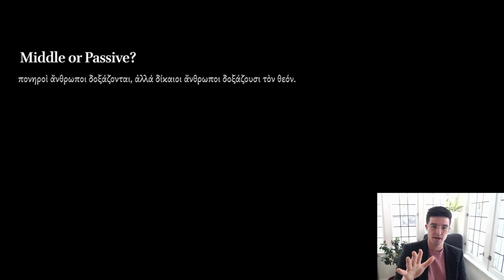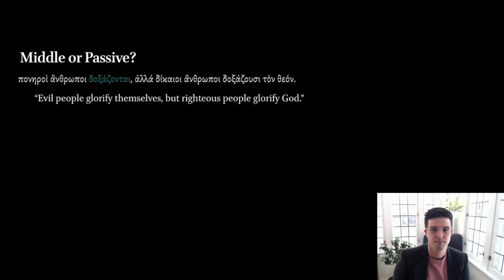So first, pause here and see if you can figure out which one is middle or passive in form and whether it is middle or passive. So our relevant word is going to be doxadzontai. Now knowing that this is the word we're looking at, once again, determine whether this is middle or passive. And now I give you the translation, which should give you an even stronger clue. Evil people glorify themselves. Do we have middle or passive?